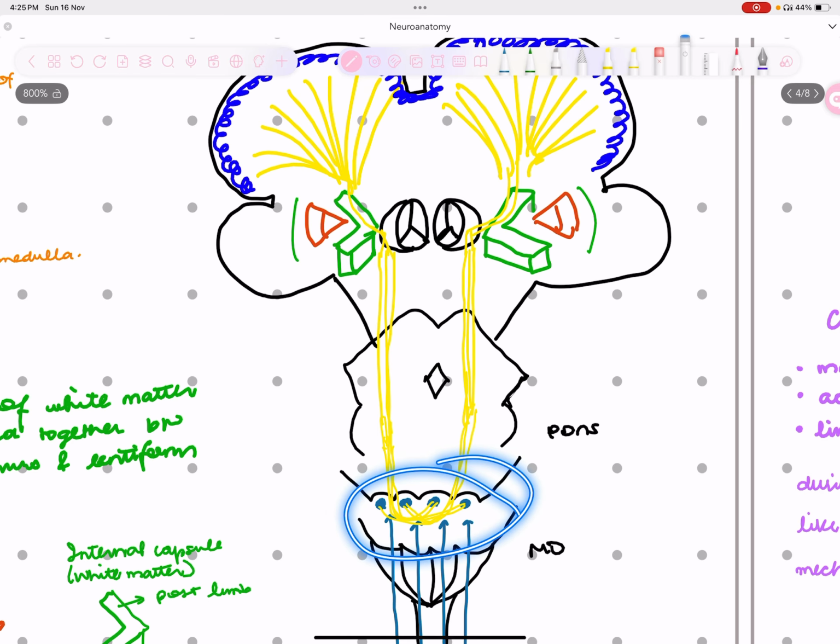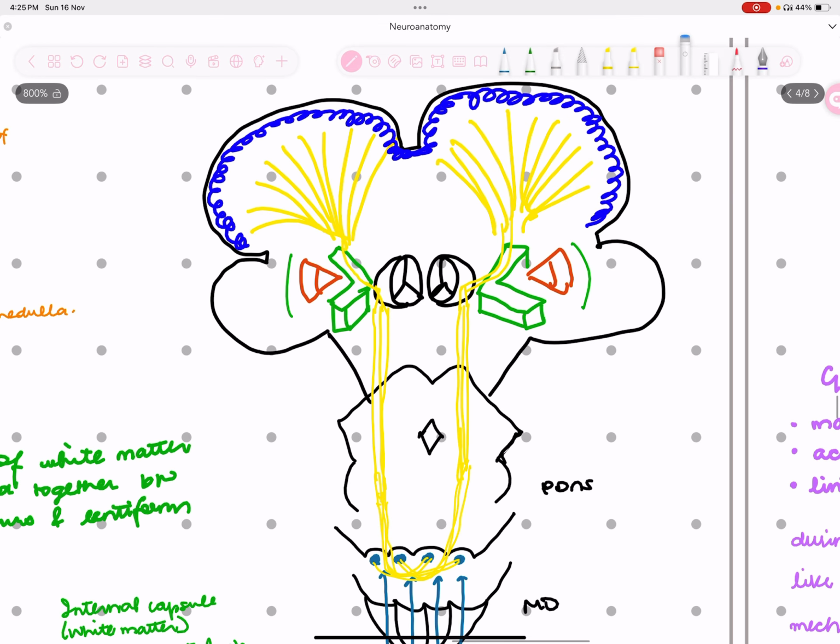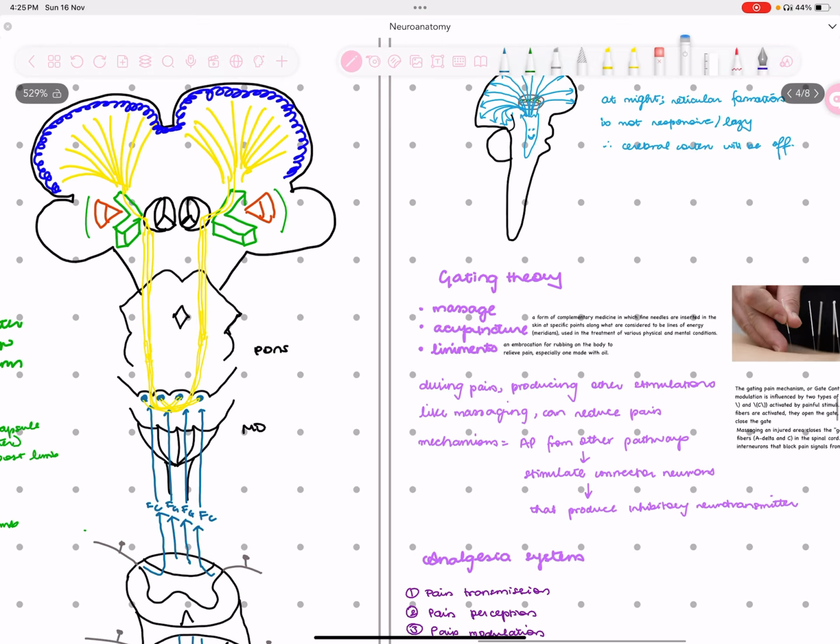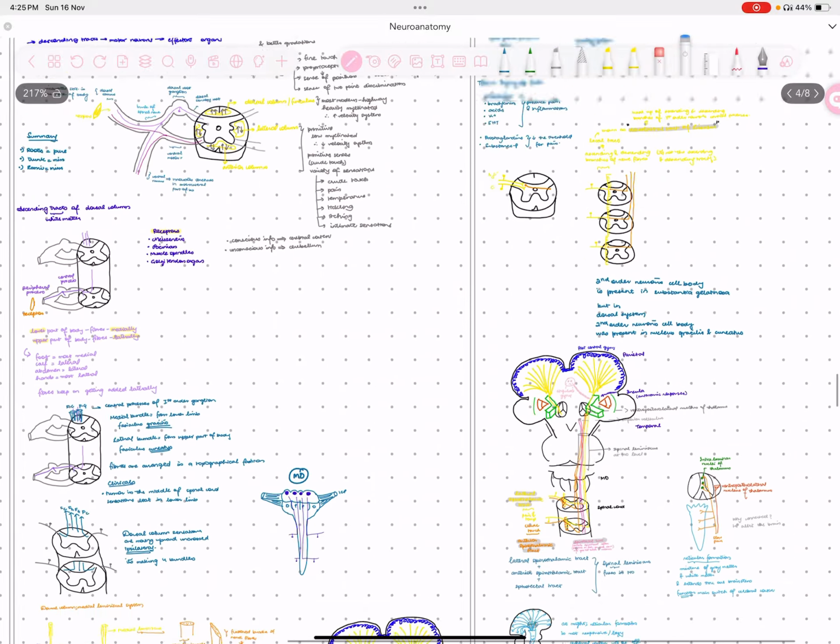Decussation occurs at the nuclei level: the second order neuron, at the level of the medulla oblongata, and then it terminates at the ventro-postero-lateral nucleus of the thalamus. Then the third order neuron goes to the posterior limb of the internal capsule, fans out and goes to the cerebral cortex. So these are the third order axons. So this is your dorsal column system.